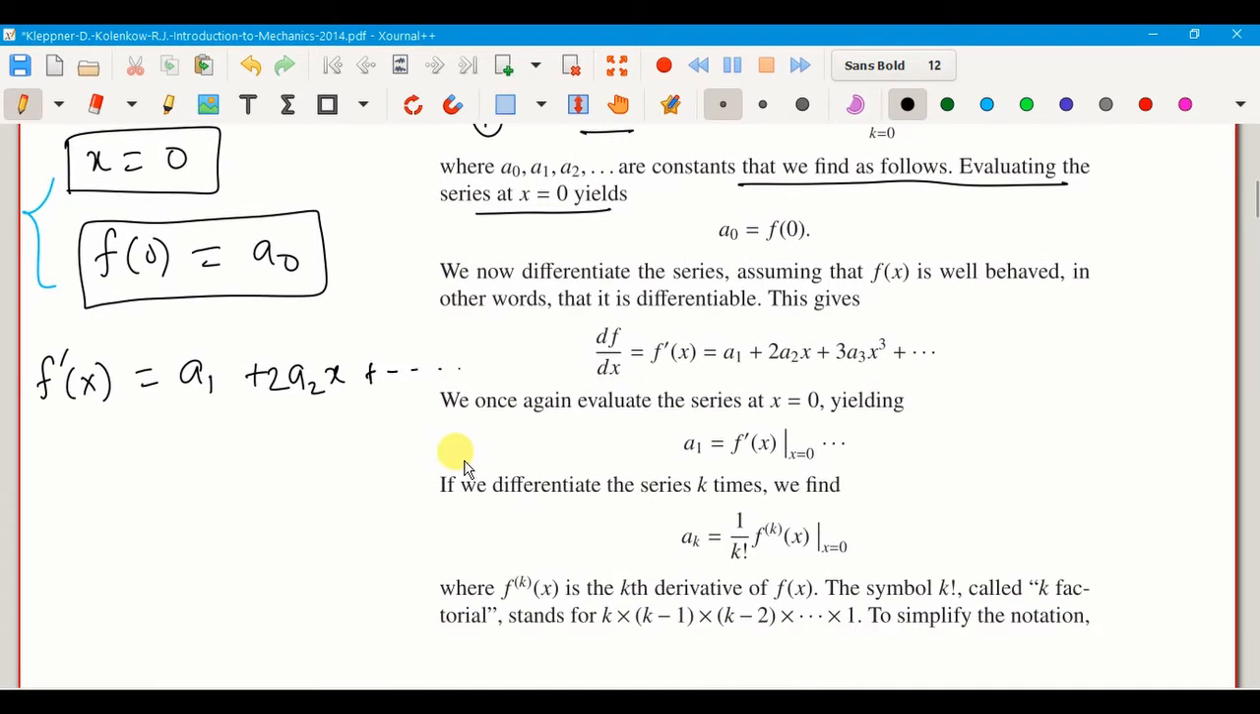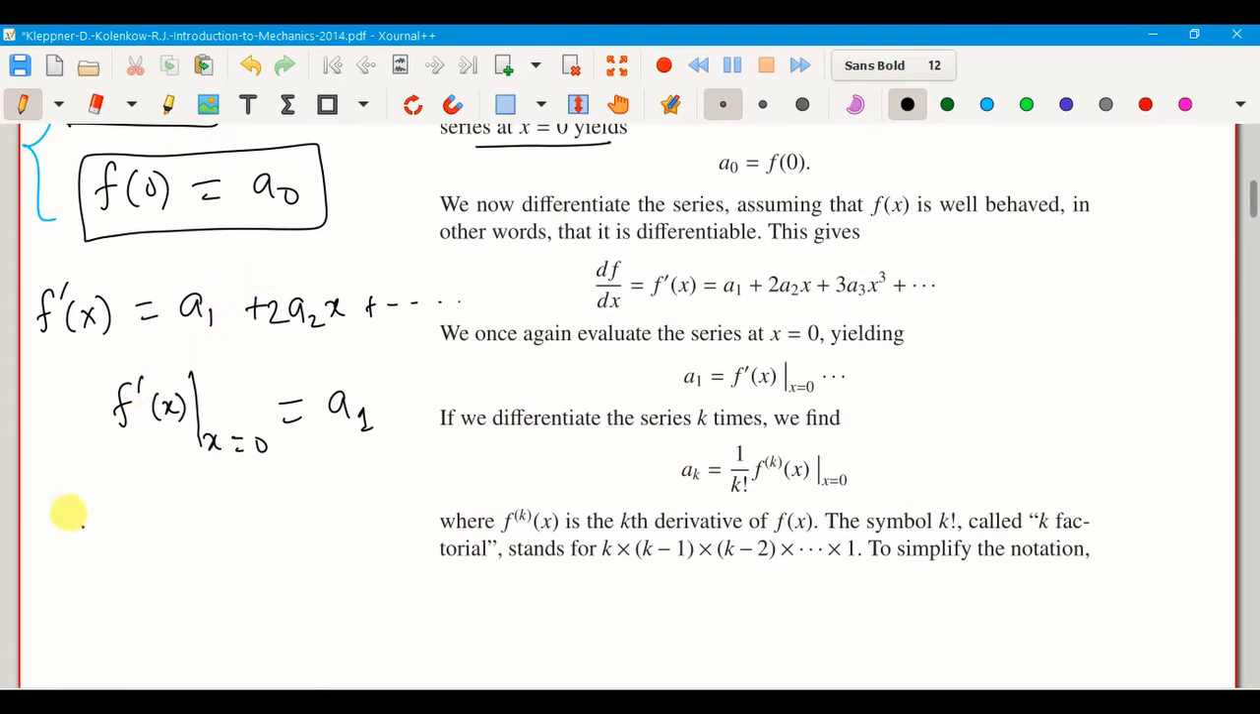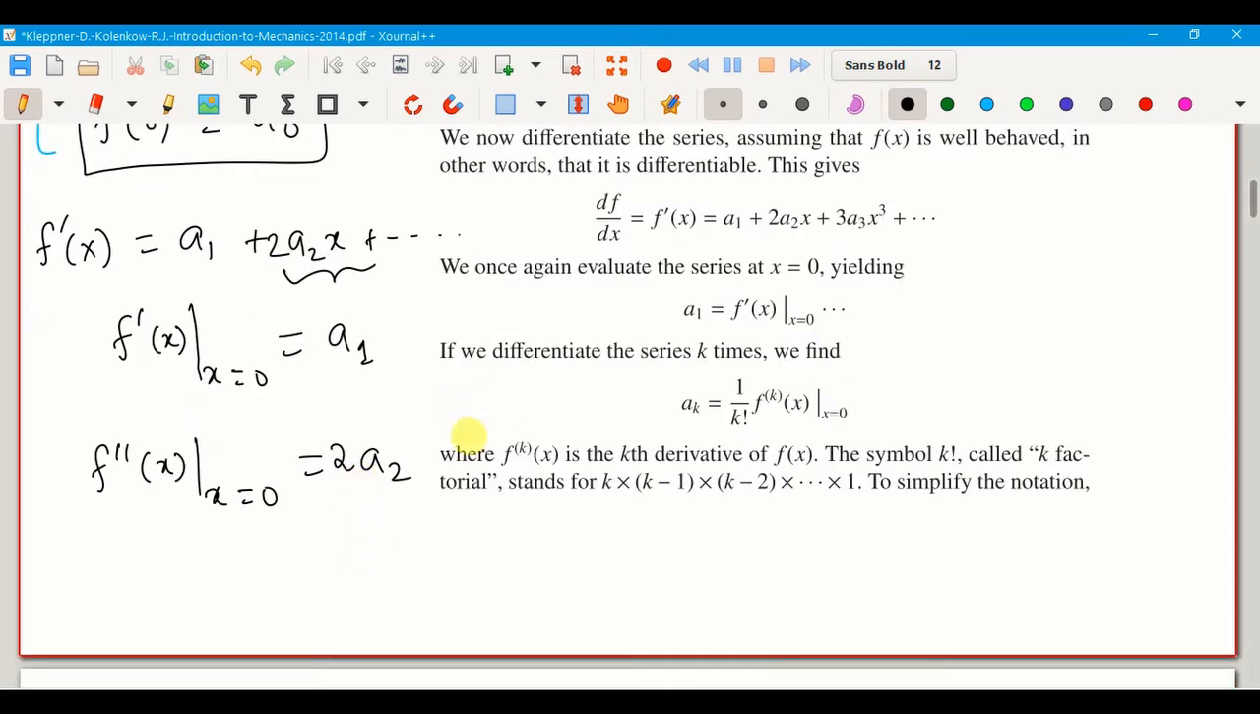So at x equal to 0, the only surviving term is a1. Similarly, if we do the double differentiation, then at x equal to 0 the surviving term is a2 with a factor of 2, and so on. So we can analyze these a's by differentiation: a_k is equal to 1 over k factorial times the k-th derivative of f(x) at x equal to 0. So that is the meaning of it.